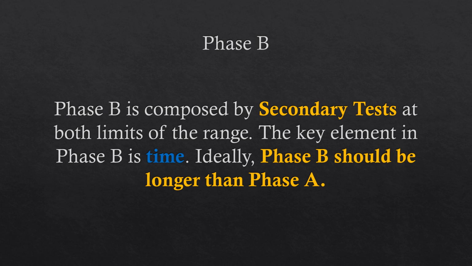The key factor to pay attention to in Phase B is time. In ideal scenarios, phase B should be longer than phase A in terms of time. The shorter the time duration of phase B, the more we approach the fast reversal patterns.